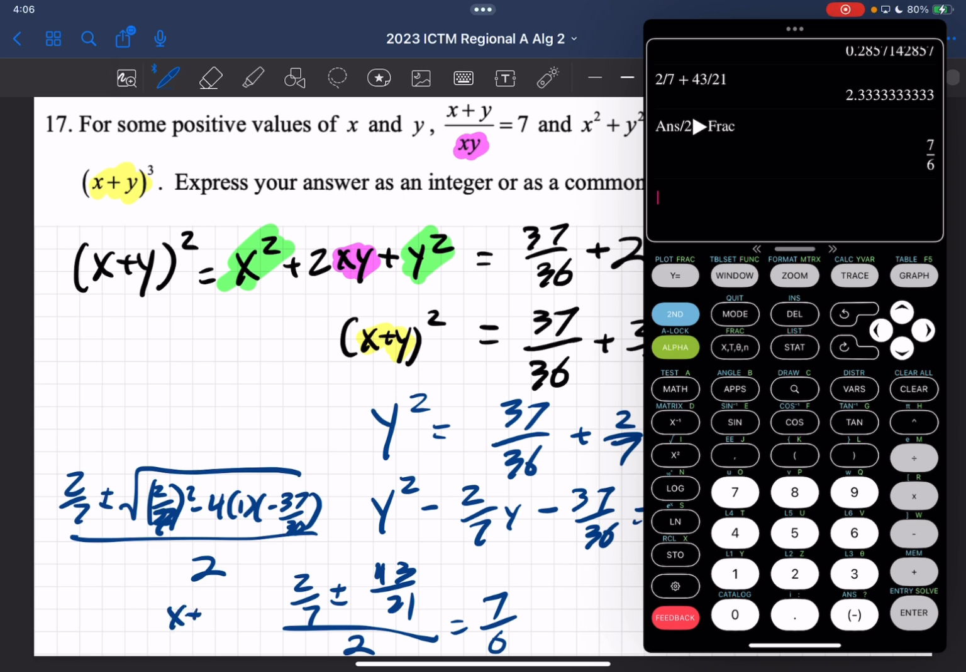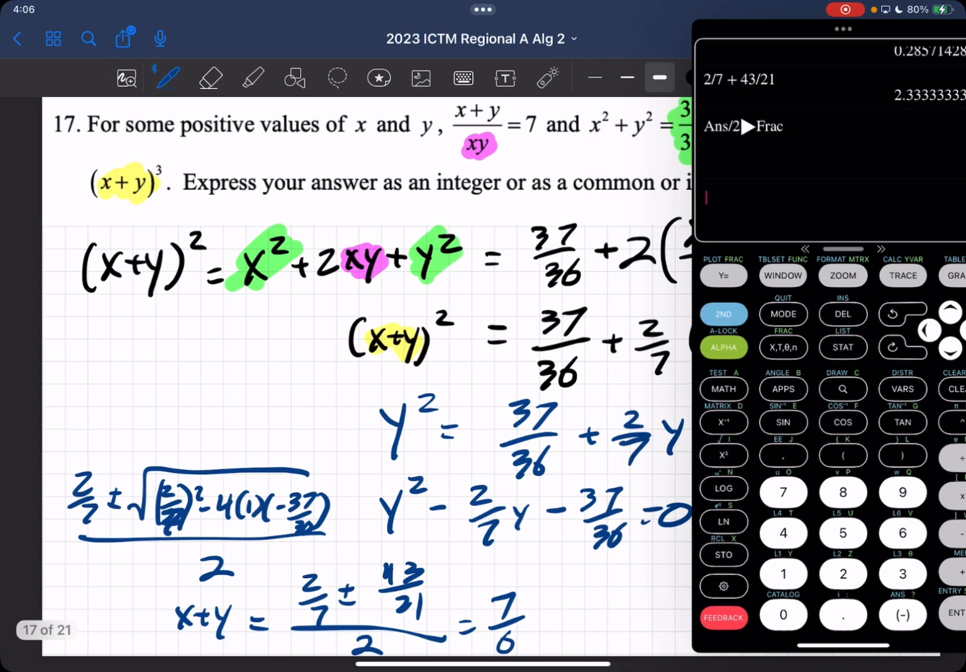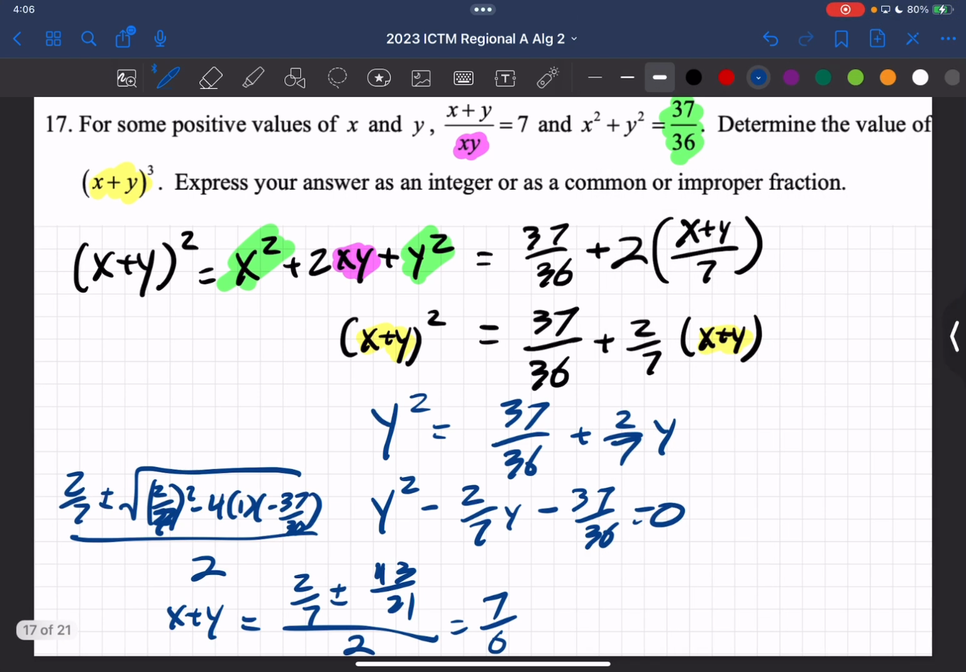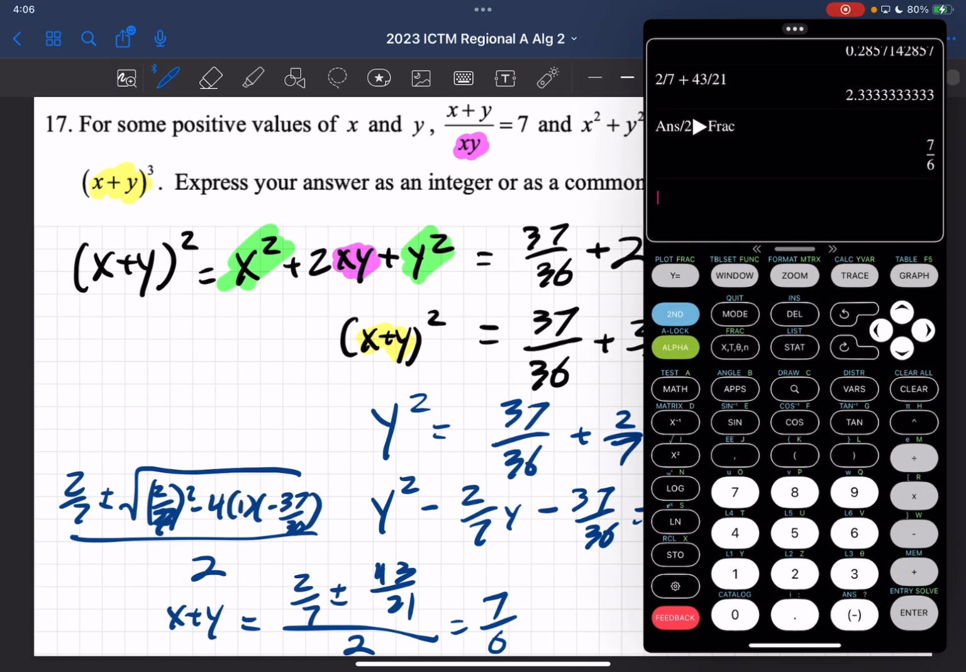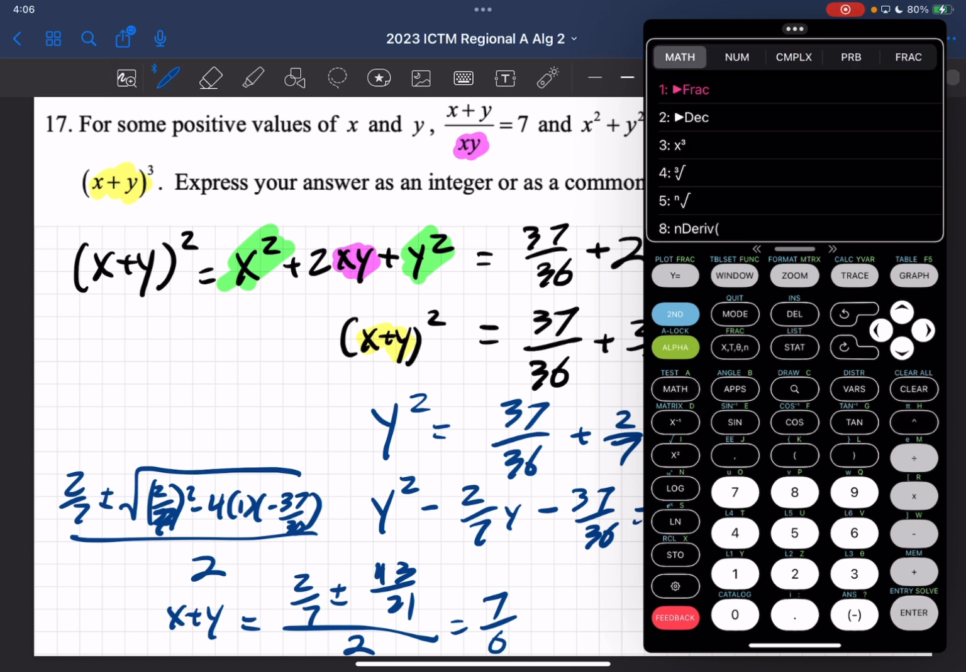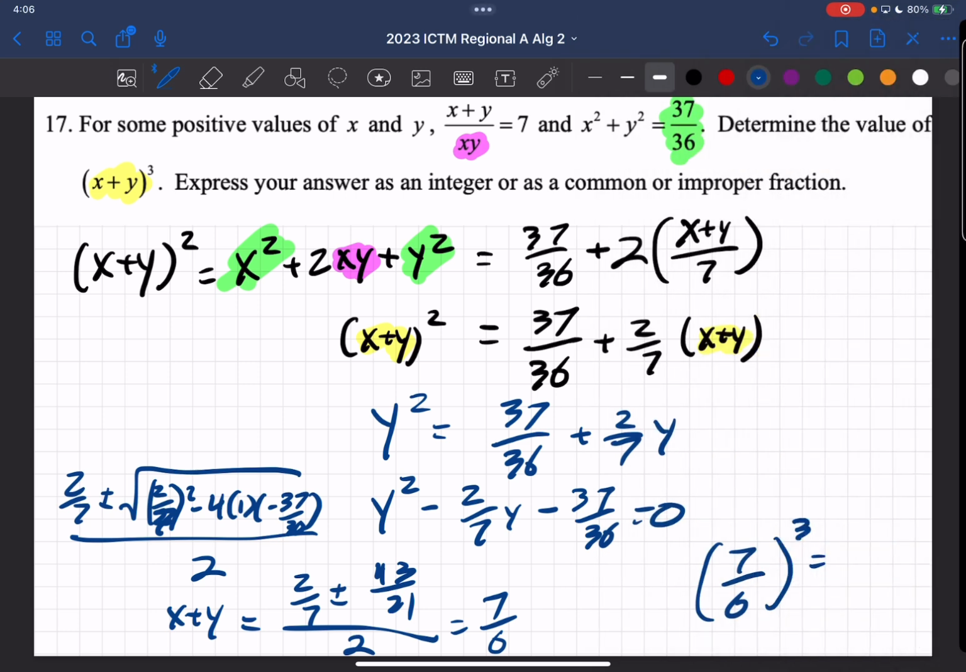Now this is what x plus y was equal to. Well, we want x plus y to the third. So that means we take 7 over 6 to the third power, and we get 343 over 216.